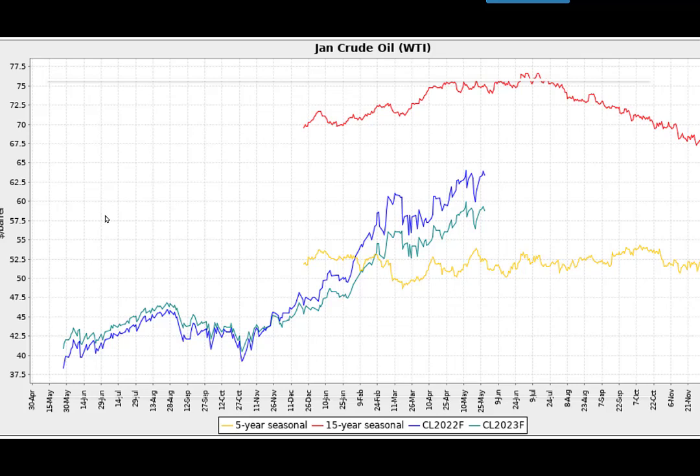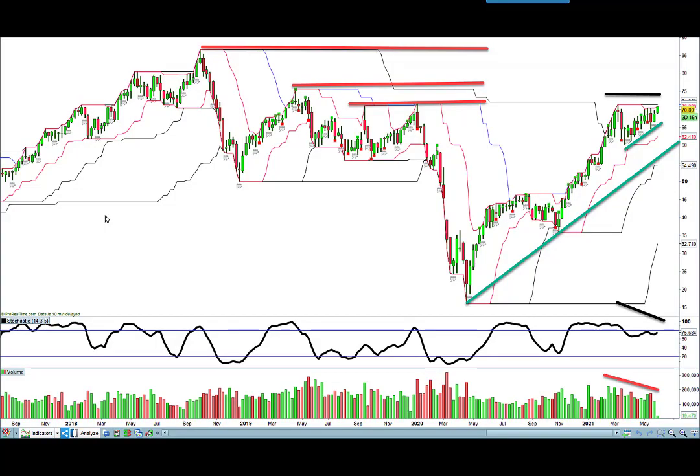Now that's 6 weeks from now, 7 weeks from now. Okay, keep that in mind. So let's take a look at the weekly chart. This is a weekly chart, and you can see I've got a lot of lines on here. So let's break them down.